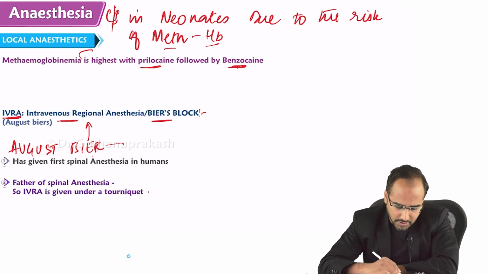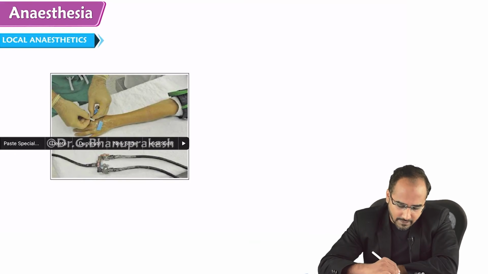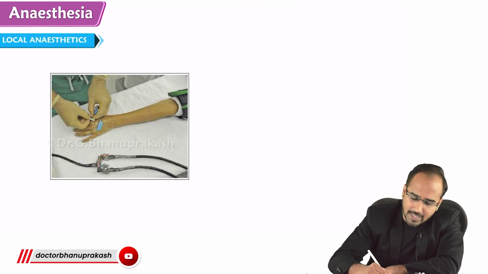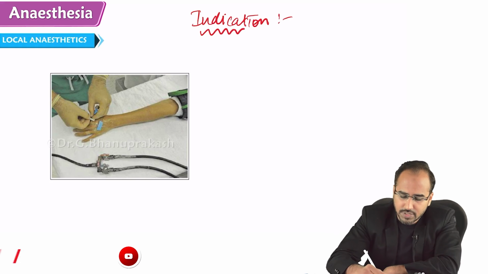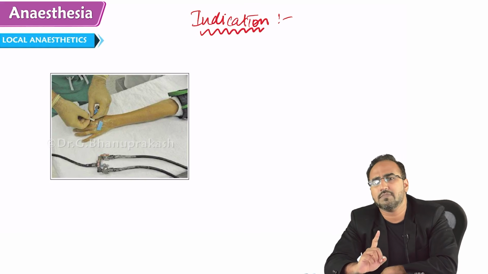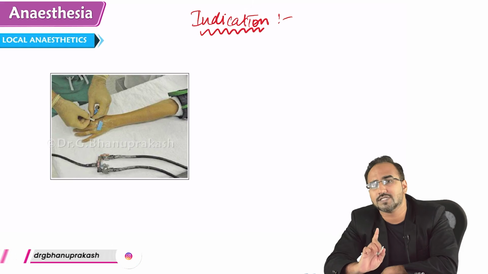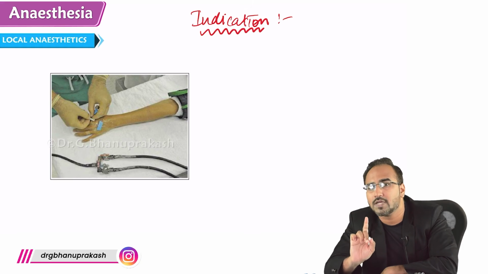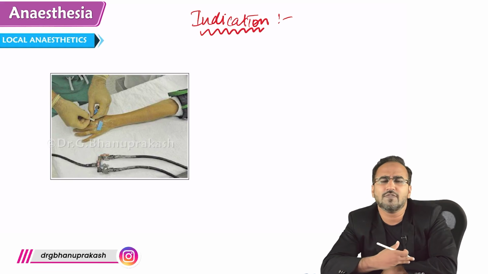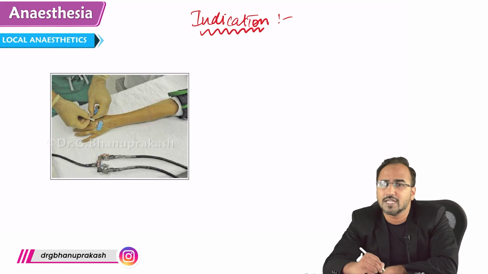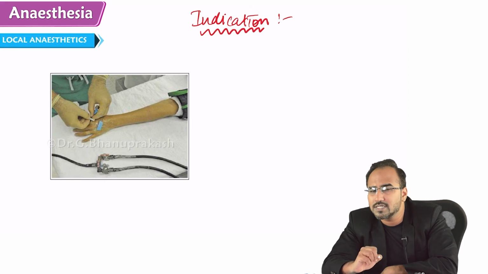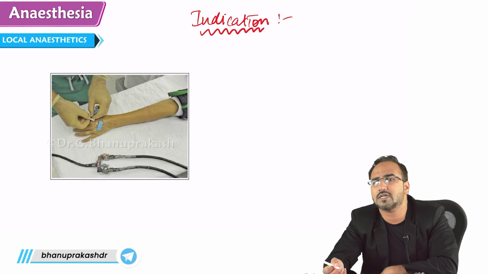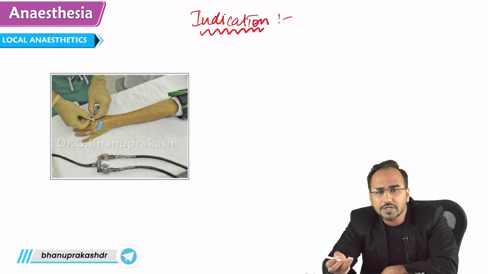IVRA is done under a tonic way. First thing in IVRA, what we need to remember is, what is the indication of IVRA? For what surgeries do you go for IVRA? Always remember guys, IVRA is done for the surgeries where you can apply a tourniquet and block that part. Commonly for the limbs, upper limb or lower limb. Can you use IVRA for abdominal surgeries? Absolutely not. Why? Where will you apply the tourniquet?